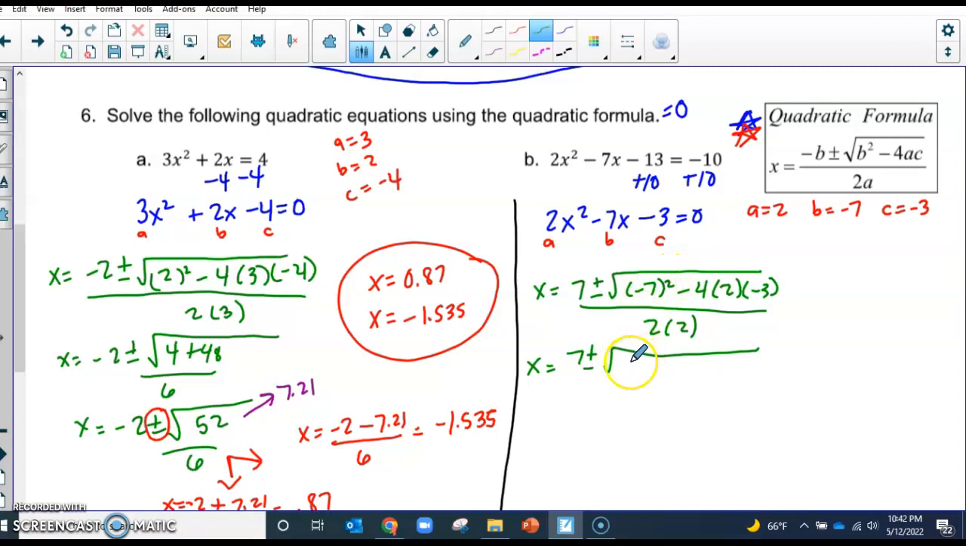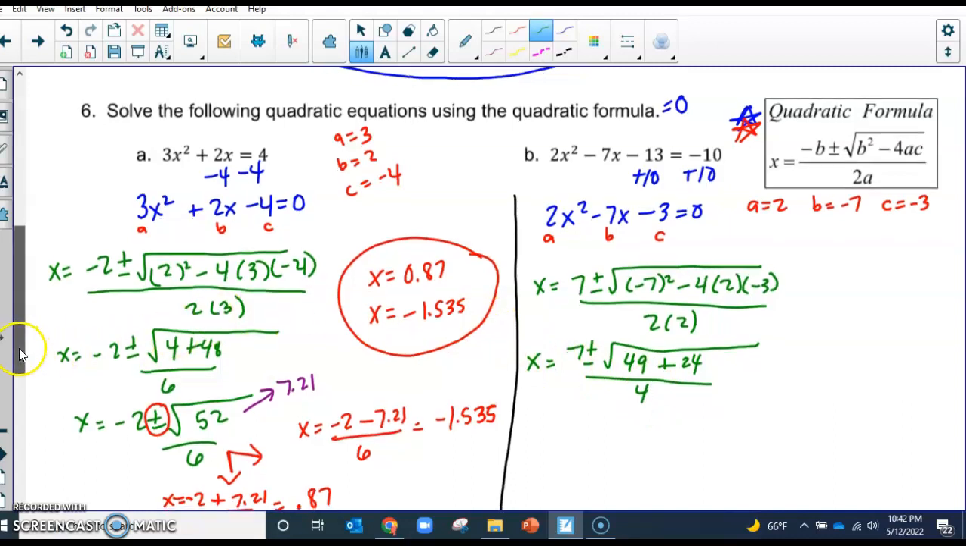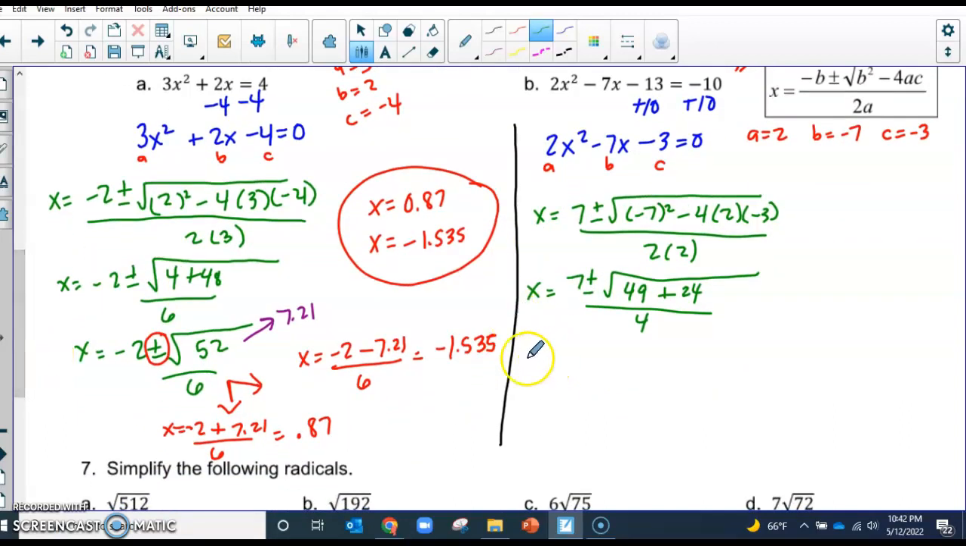Negative 7 squared is negative 7 times negative 7. 2 negatives become a positive, so that should always be positive. So we've got 49, and then negative 4 times 2 times negative 3 is going to be plus 24, all divided by 4. So 24 plus 49 is going to give me 73. The square root of 73 is not a perfect square, so when I plug that into my calculator, I get 8.54.